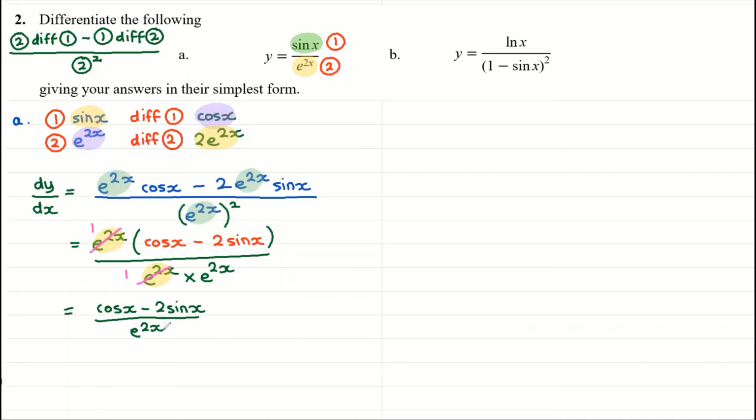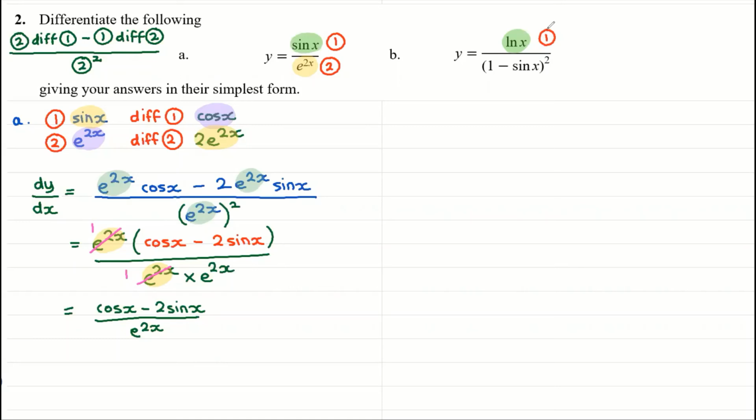Now, for part B, and what I would recommend you do is, now you've seen a couple of these, perhaps you'd like to, at this point, pause the video and just have a go yourself, and then obviously just check that you agree with my solution. All right, so first of all, let's label the numerator. So this is the function number 1, and now we have to be very careful.